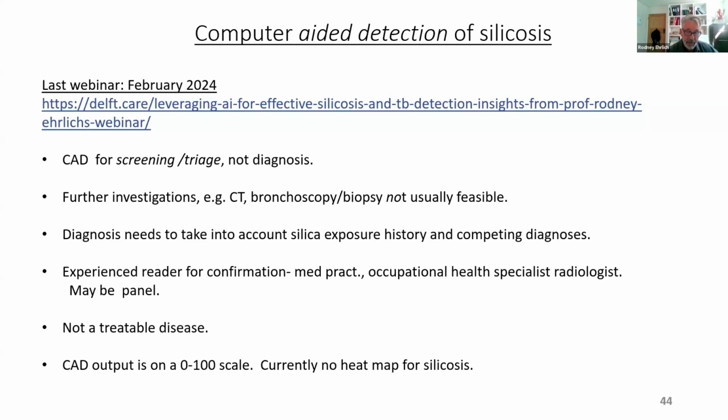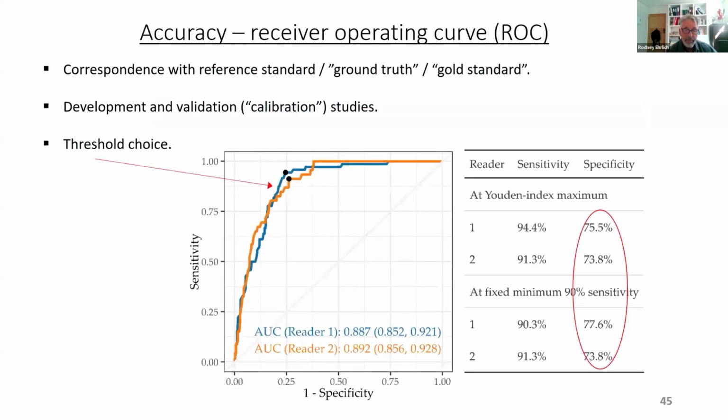For example, in the mining industry, those who have made this area their specialty, and often there's a panel because there's a lot of inter-reader variation. It fails one of the key tests for screening. It is not a treatable disease, and we'll come back to that later. The CAD output, there's no heat map at the moment. It is a numeric output on the 0 to 100 scale. Next slide, please.